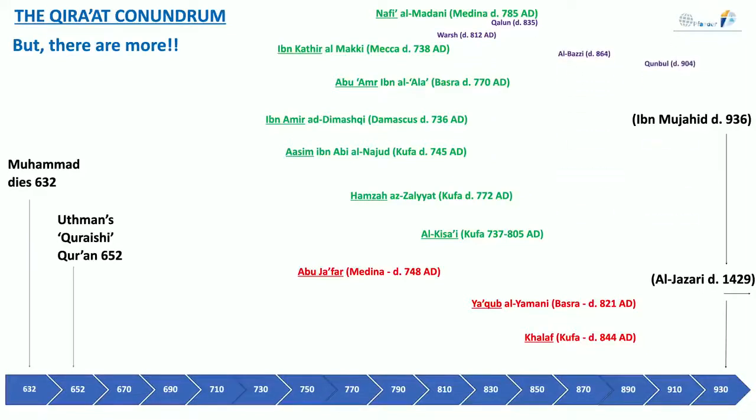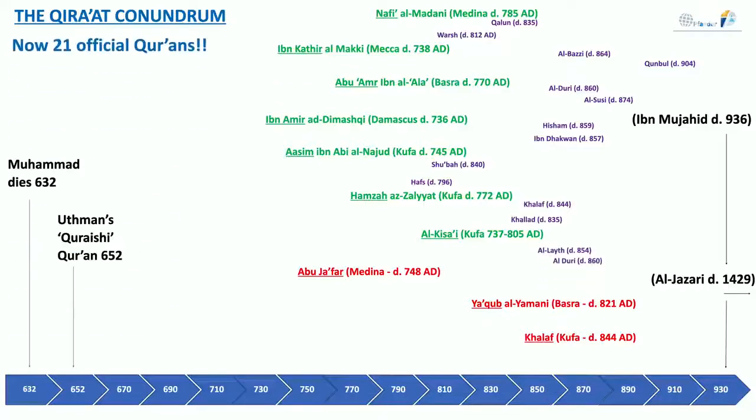Then we have Ibn Kathir. He has Al-Bazzi. Look at his date, 864. And then you have Qunbul, 904. Now we're into the 10th century. That's 250 years after Muhammad. Abu Amr has Al-Duri and he has Al-Susi. Again, these are 9th century. Ibn Amir has Hisham and Ibn Dhakwan. Asim has Shuba, and there comes Hafs, 796. Hamza has Khalaf and also Khallad, and then you have Al-Kisai.